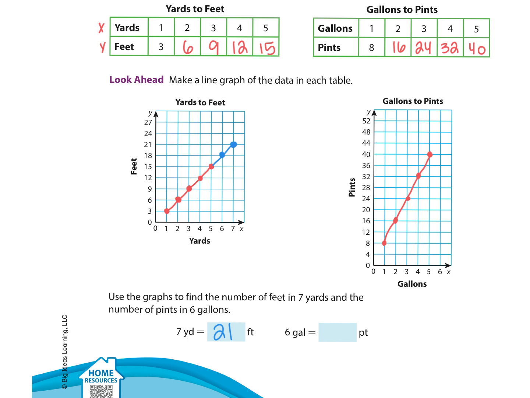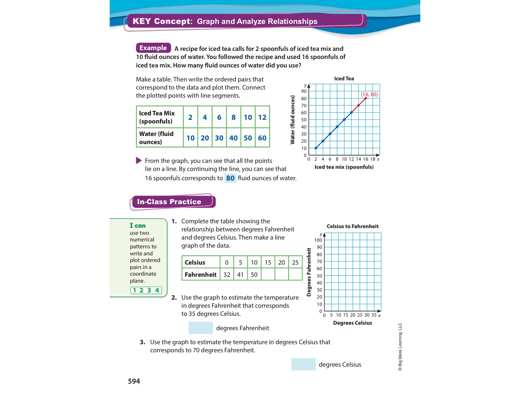Then it also asked me to predict the number of pints in 6 gallons. So over here on my right graph, remember I was increasing by 8 pints every time I added 1 gallon. So for every 1 gallon, I add 8 more pints. So if I had 5 gallons and was at 40, I want to add 8 more to get 48 for 6 gallons. If I extended that out, I can see that 48 pints is equal to 6 gallons.